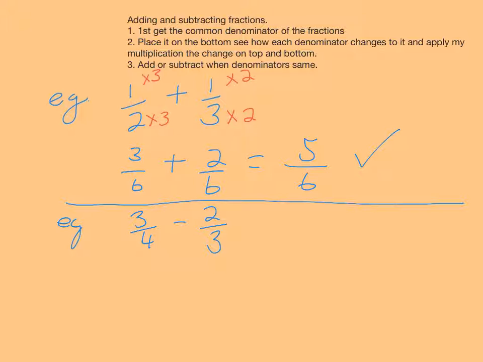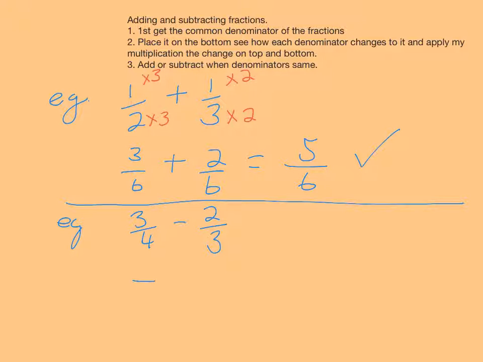This time we have a subtraction. So we've 3 quarters minus 2/3. So again, we look for a number that 4 and 3, the denominators, both go into, the lowest common multiple of them both. So the lowest number that both of them go into is 12. So we put 12 down the bottom.